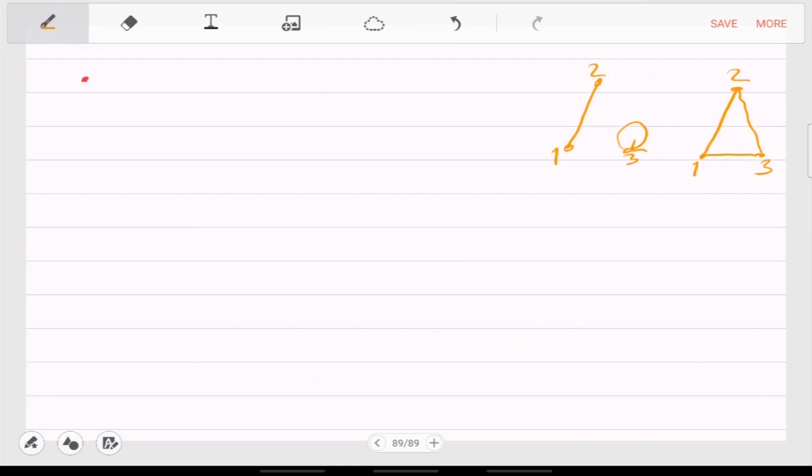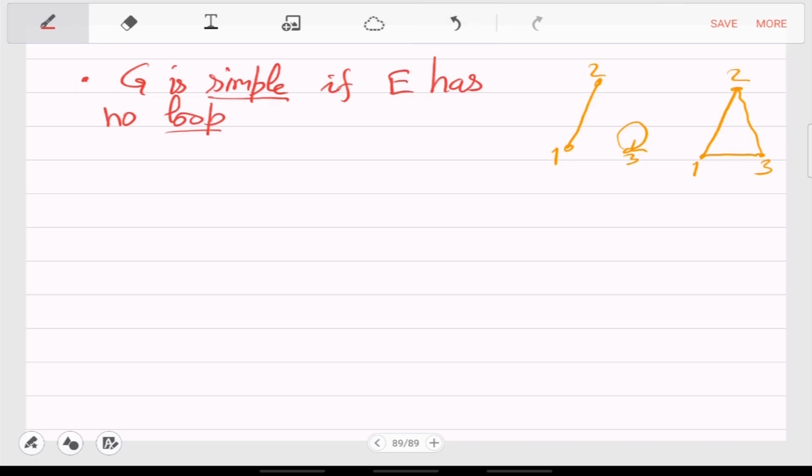Okay, so that is simple. Graph G is simple if there is no loop. That is, u comma u is never in it. None of the u comma u's belong to the edge set.